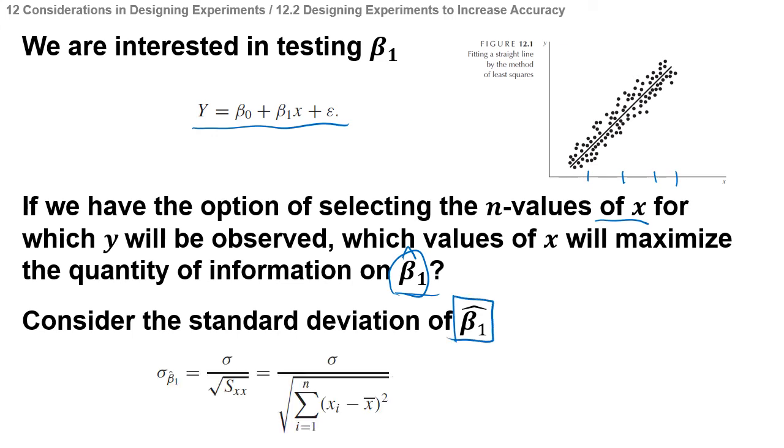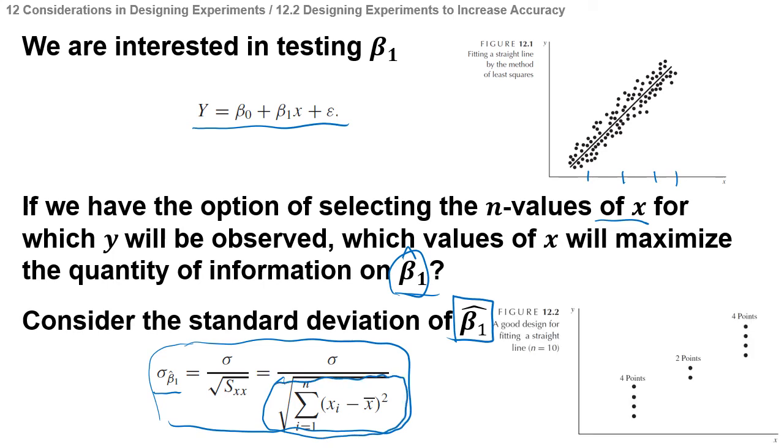From our previous knowledge of the linear model, we learned that the standard deviation of beta 1 hat is this thing. To do the inference, we should minimize this variation, which means that we should maximize this quantity. So how can we maximize this quantity?